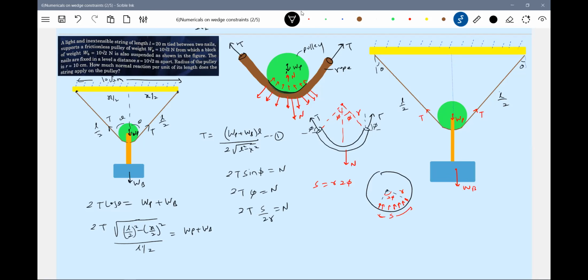Okay, what was the question? Let's go back. How much normal reaction per unit of its length does the string apply on the pulley? Tell me what I should take here. What should I search? That N by s. This N by s is what is being asked. So normal reaction per unit of its length.